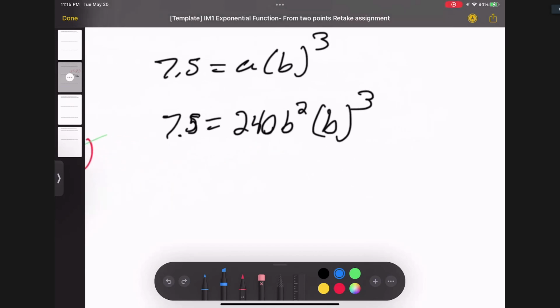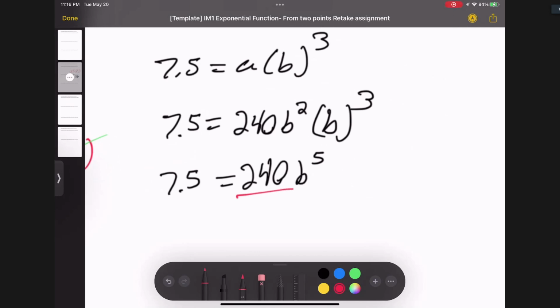And again, we've got an exponent rule. When you have the same base and you're multiplying them, you are going to be adding the exponents. So this is going to be 240 b to the power of 5. This is 7.5. We're going to have to divide. Okay, I'm not that good, I'm going to have to get my calculator.